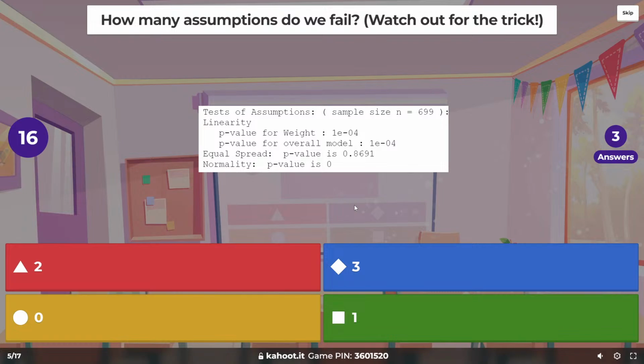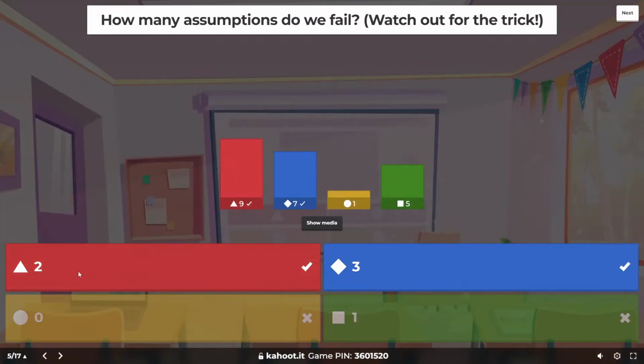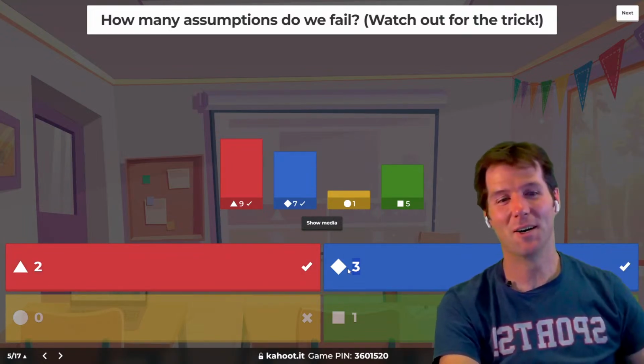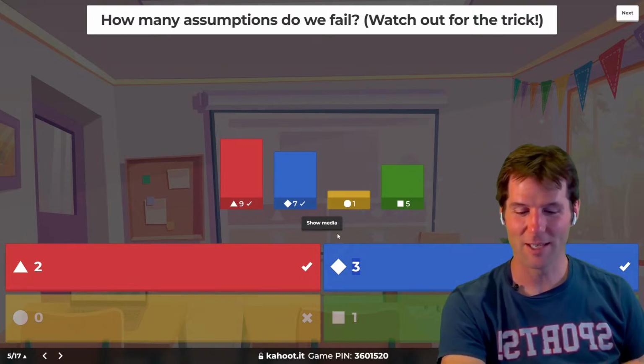How many assumptions do we fail? I think this is a little bit of a mean question. Sorry if you get it wrong, because technically this is a simple linear regression. That is the trick. Such a mean question. Oh, and I get both points. Woo! Such a mean one. So don't worry, you got it right.